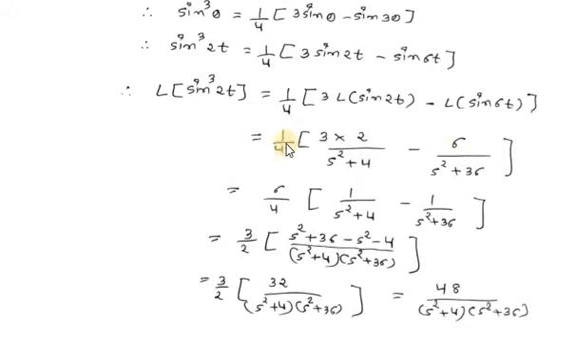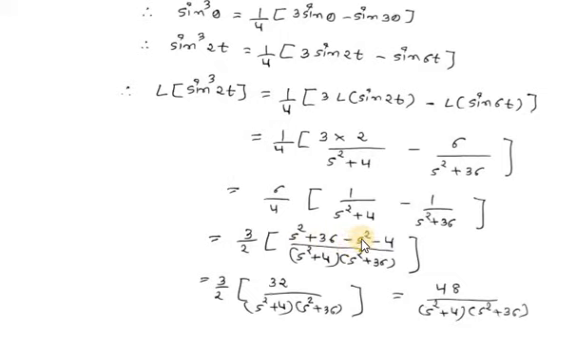So taking 6 common, it will become 6 by 4 into bracket 1 over s square plus 4 minus 1 over s square plus 36. Now we will find the LCM, and that is s square plus 4 and s square plus 36, which will be as it is in the denominator. Now multiply 1 by s square plus 36, result is s square plus 36, and multiply minus 1 by s square plus 4, result is minus s square minus 4.